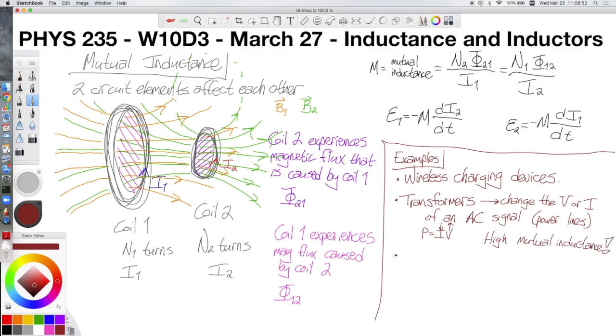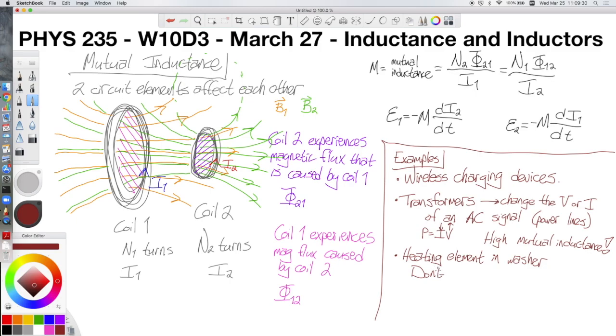There are other situations where you might want a low mutual inductance. One of those is the heating element in your washer or a washing machine. So here you might be wondering, well, what's the other device? There's some sort of coil of wire in your washer that heats up in order to keep the water warm. But what's the other coil of wire here? And the answer is that the other coil of wire is the metal case of the washer itself.